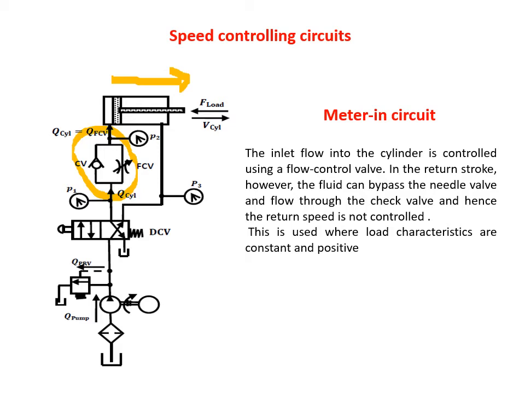While during retraction, the fluid goes directly to the rod end side of the actuator, and it does not need to pass through this flow restrictor, so the return speed cannot be controlled. Since we are controlling the fluid which is going inside the actuator, the arrangement is called a metering in type. Okay, the same type of circuit can be assembled from the rod end side of the actuator also. So that we'll study later.